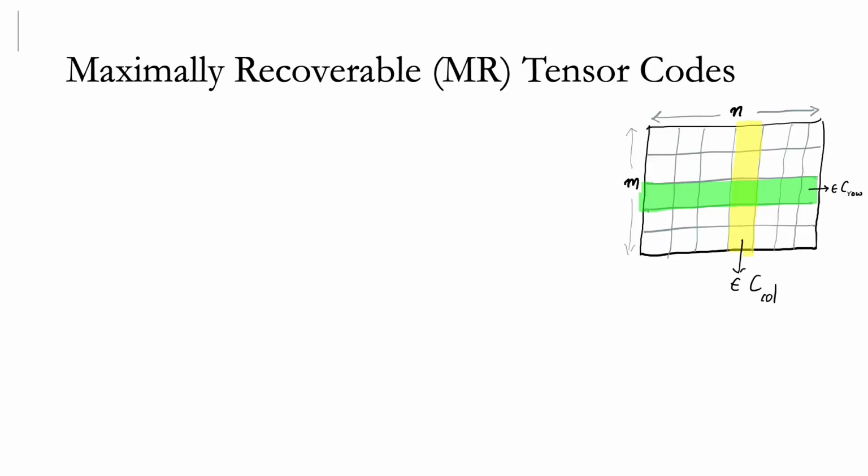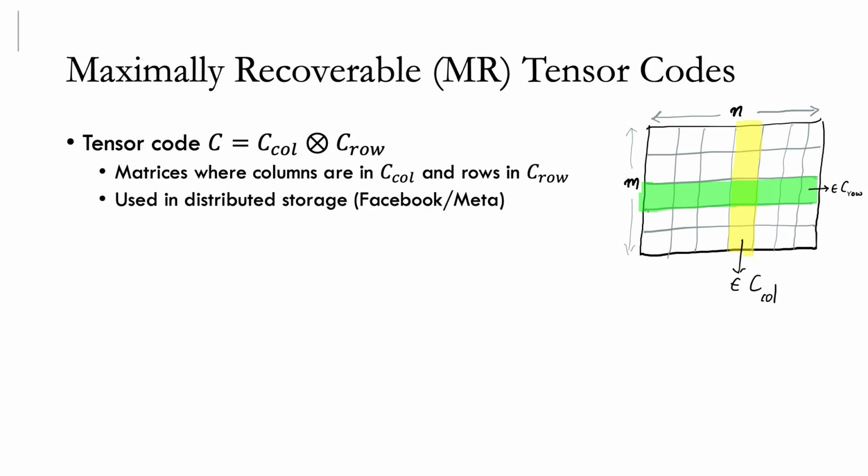Another application of going beyond MDS codes is the study of maximally recoverable tensor codes. So in a tensor code, you have two codes, a column code and a row code, and you can think of the tensor of these two codes as a matrix, where every row of the matrix is in the row code and every column of the matrix is in the column code. Such codes have been used in real-world applications.